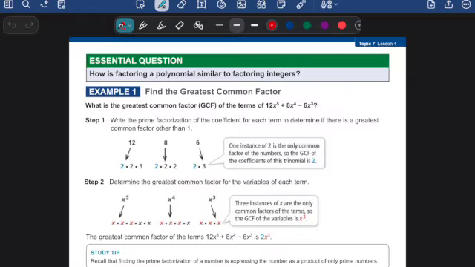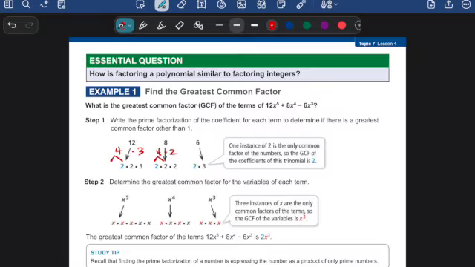So let's review really quick. If we're going to do the prime factorization of the coefficients of this polynomial, 12, 8, and negative 6, we're going to factor 12. So 12 is just 4 times 3, and I can break down 4 into 2 and 2. Now those are all prime numbers, so this is the prime factorization. I can break down 8 into 4 times 2, and again I can break down 4 into 2 times 2. And 6 is just 2 times 3.